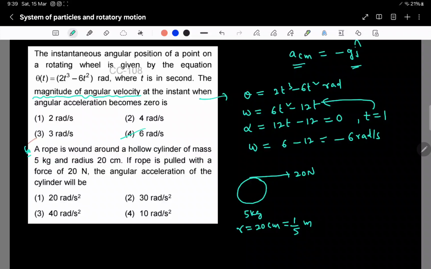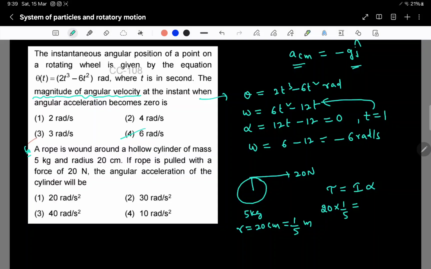Now here, for rotational motion, torque tau equal to I into alpha, angular acceleration. Torque tau is nothing but force into perpendicular distance. Here force is 20 newtons. The perpendicular distance is nothing but the radius, 1 by 5 meters, equal to moment of inertia I. I is the moment of inertia.